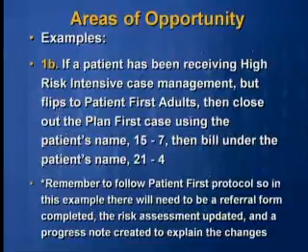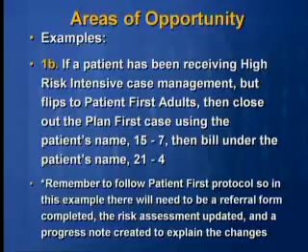Another example is if a patient has been receiving high-risk intensive case management but then flips to Patient First Adults, then we've got to close out that Plan First case using the patient's name, the 15.7, then we can bill under the patient's name and the 21.4. Now, one thing to remember in this example is you've got to follow Patient First protocol. So you've got to make sure to do a referral form, do a risk assessment update, and make a progress note to explain why you're switching programs.